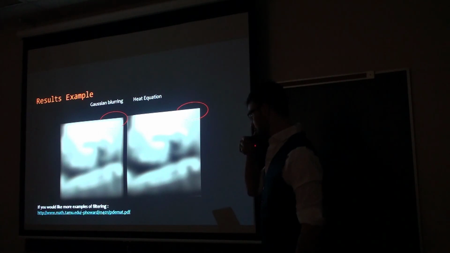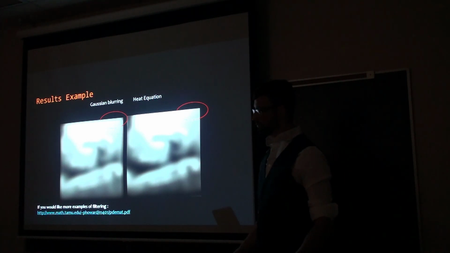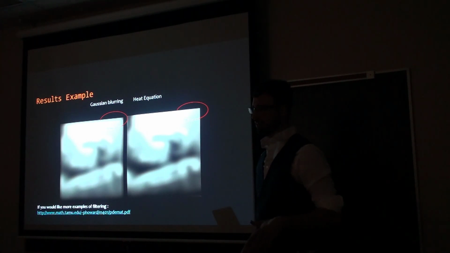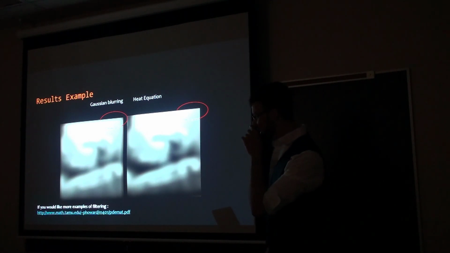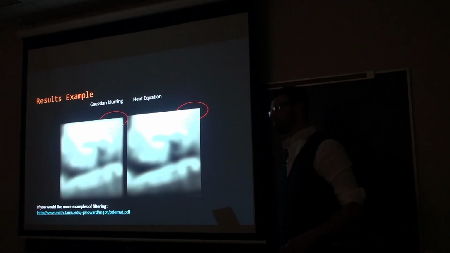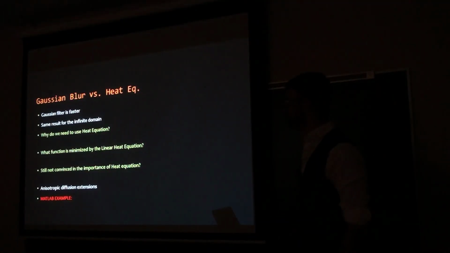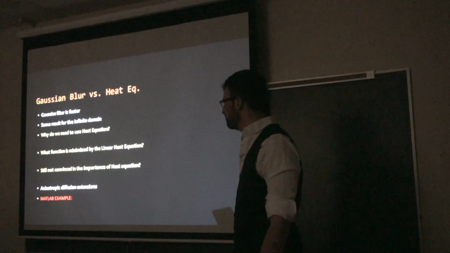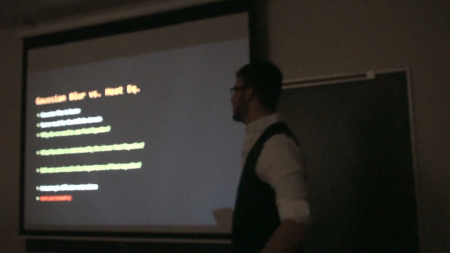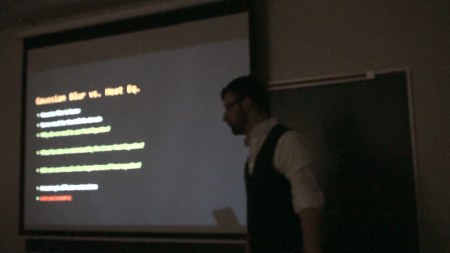So why is this important? Well, it's kind of important because you kind of solve the issue with Gaussian blurring just by moving it left or right. So why do we use this? The Gaussian filter is faster, with the same result for the infinite domain.